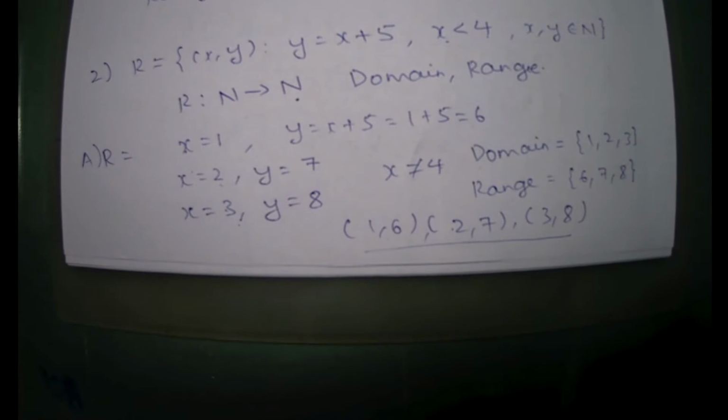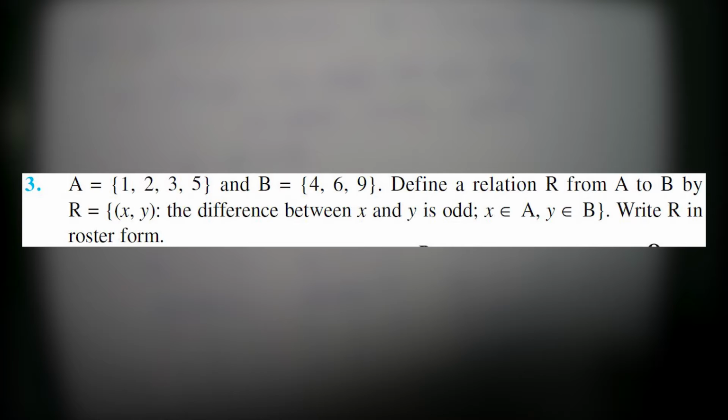Coming to the third question, we have set A = {1, 2, 3, 5} and set B = {4, 6, 9}. Define a relationship R from set A to set B, where R = {(x, y): the difference between x and y is an odd number, x belongs to set A and y belongs to set B}. Write R in roster form.